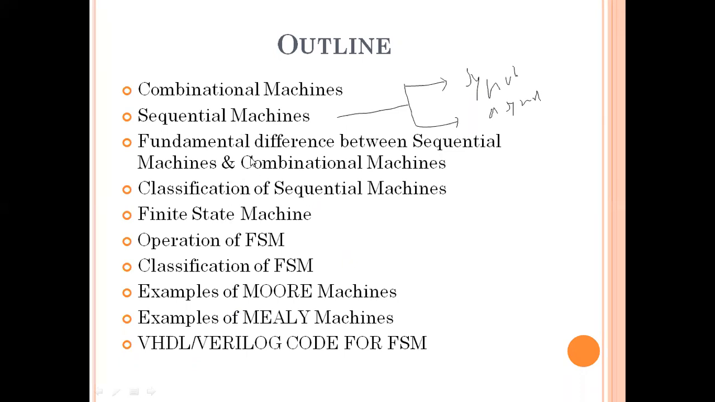Okay, so this I have already mentioned, highlighted the points. All of you have to note down all these points. Okay, then we'll go on to the examples with the Moore and Mealy machines.